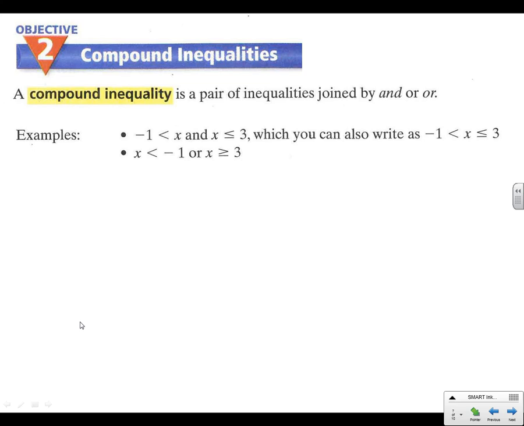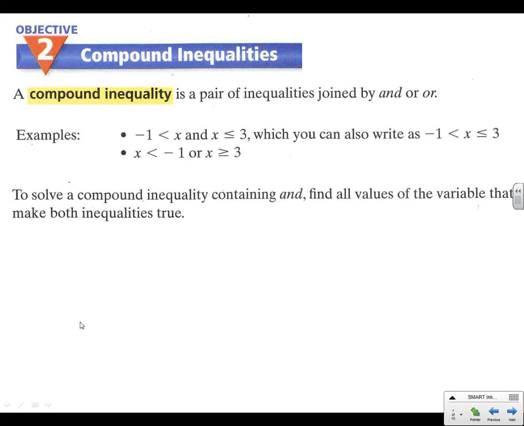-1 is less than x, and x is smaller than or equal to 3. So really what we're saying here is that x has to be in between those two numbers. Right? X has to be bigger than -1, smaller than or equal to 3. The other one's saying x is less than 1 or bigger than or equal to 3.